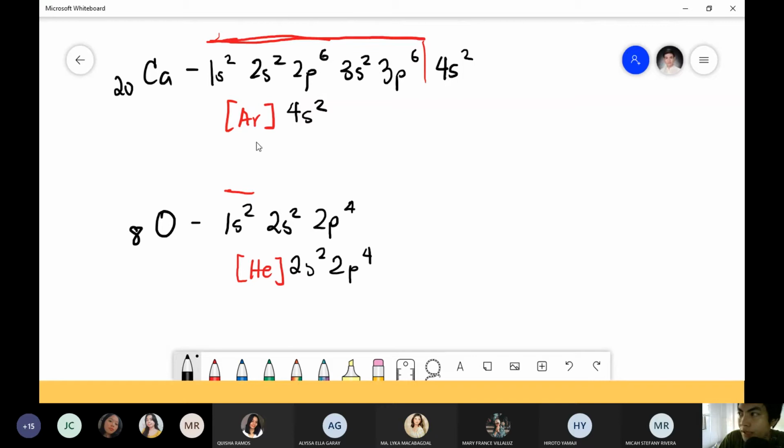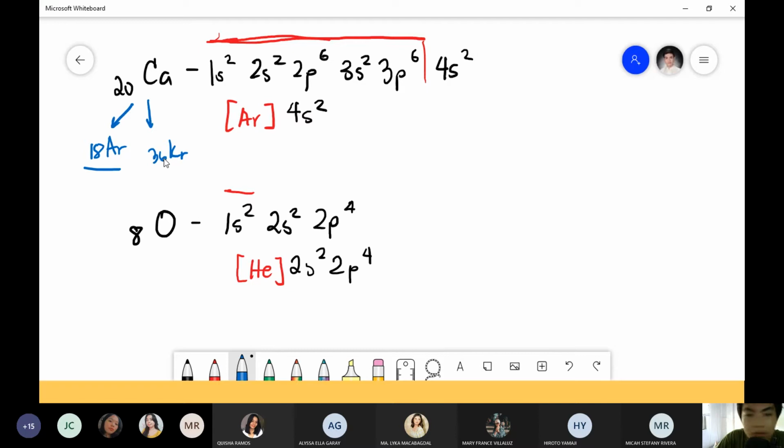Now, calcium and oxygen will face the same dilemma as sodium and fluorine. They want to be stable, so they have to imitate the noble gases. Let's take a look at calcium. The nearest noble gases for calcium are argon and krypton. Which of the two is nearest? Obviously, it's argon, because in order for calcium to copy argon, it will just need to release 2 electrons. From 20, you release 2, you will have 18.